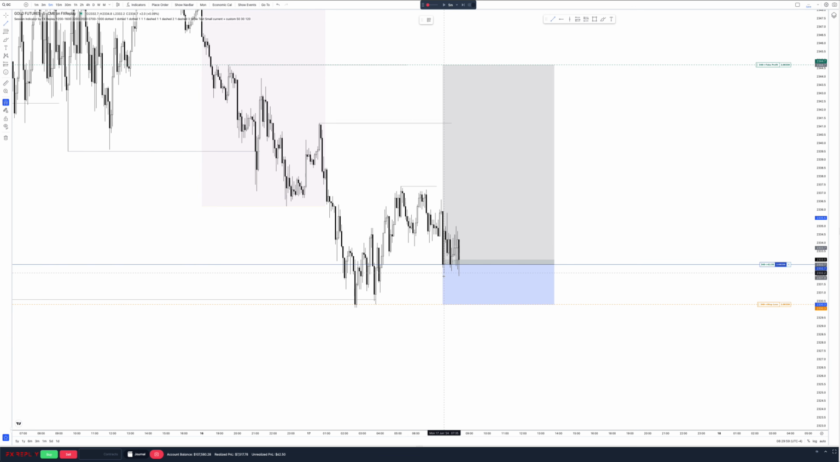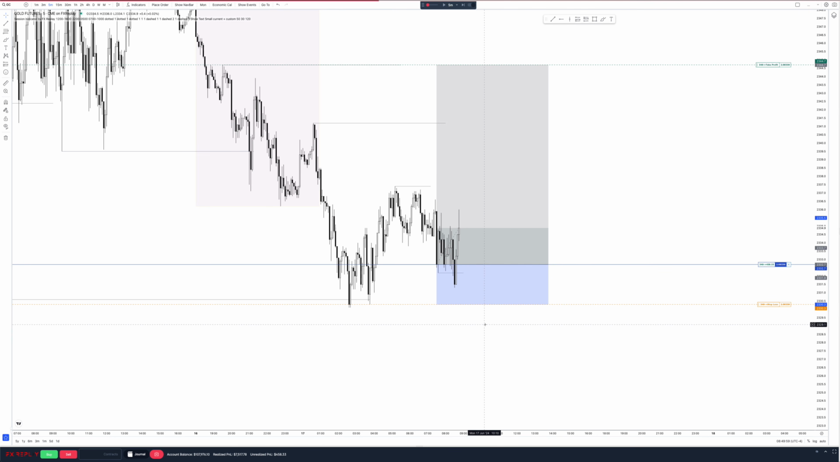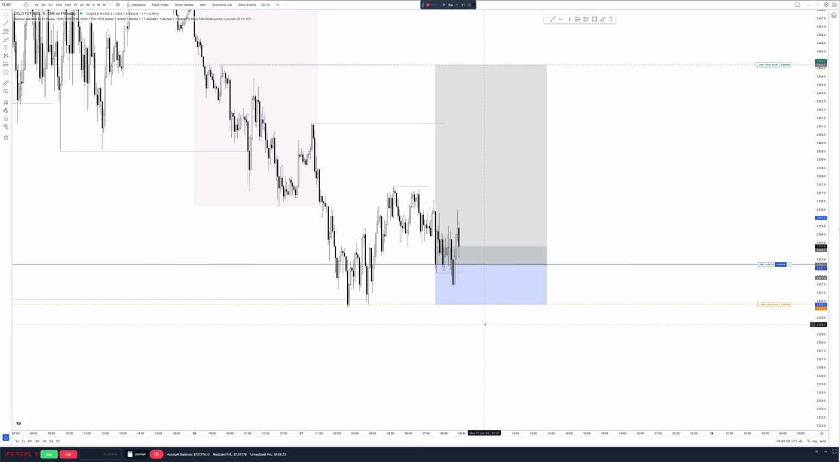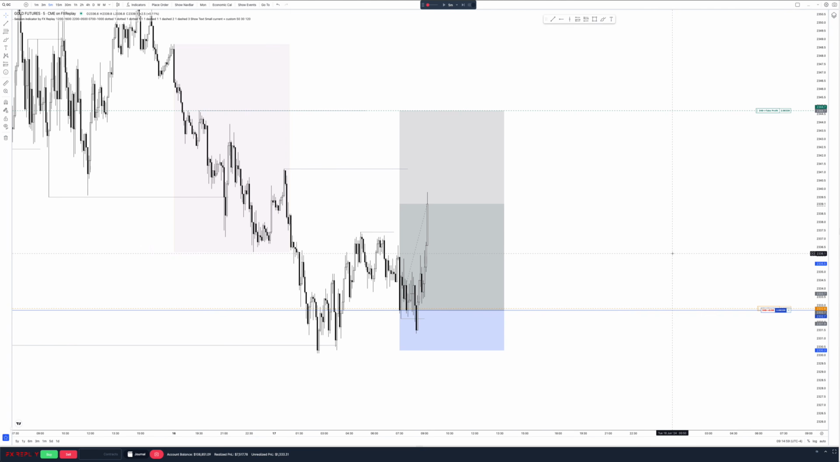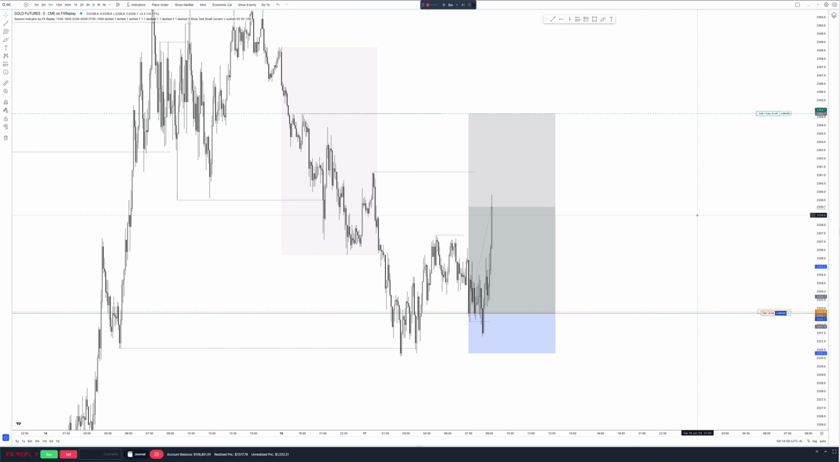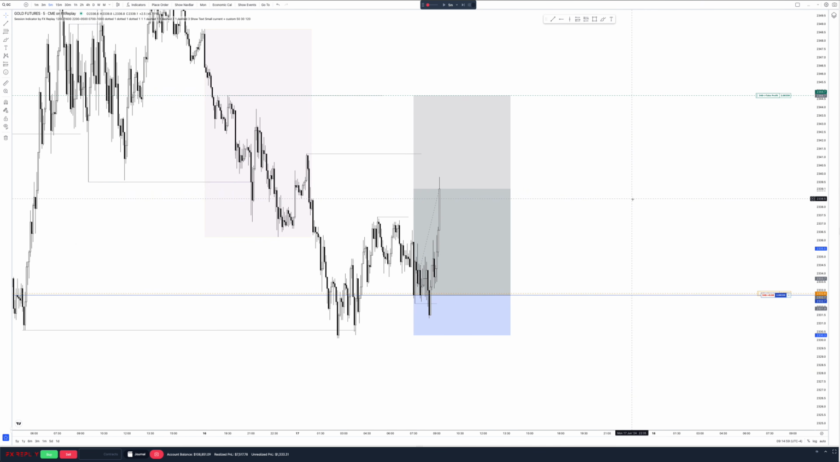I want to say longs are completely off the cards. All right. Okay, now I kind of have to go break even. Don't really got a choice. Go break even. And then take it towards here. I'll be taking partials here though.